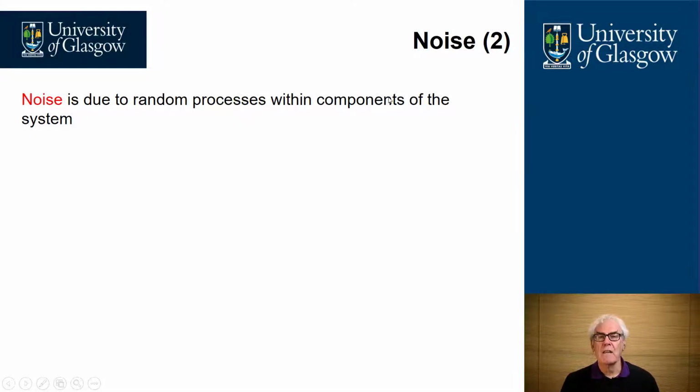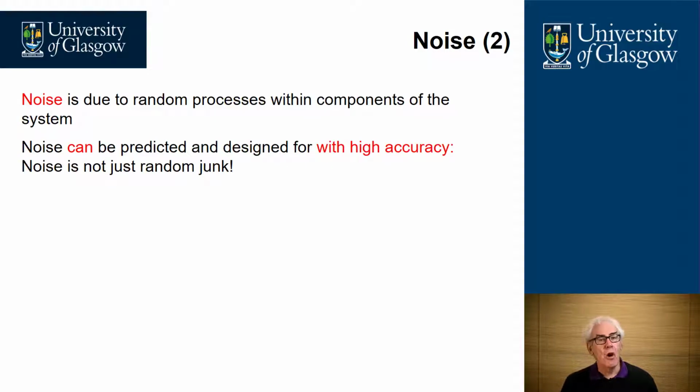Let's compare interference with noise. Whereas interference is very difficult to predict and manage, noise is fundamentally due to random processes within the components and within the system. Noise can be predicted precisely and can be designed for with high accuracy. Noise is not like interference. It's not just random junk around the circuit. It is actually a physical phenomenon that we can predict and manage.